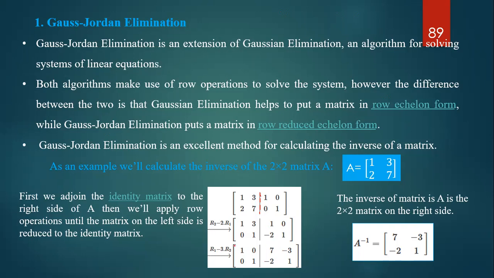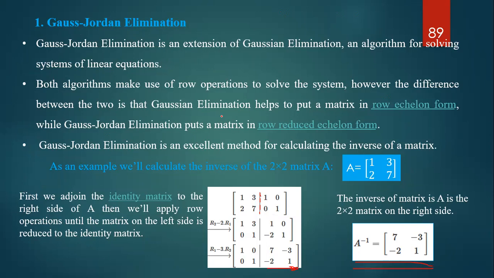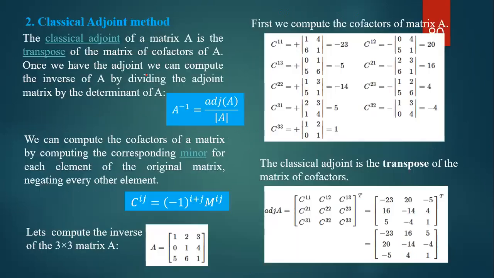Here the unit matrix has moved to the left side, which implies that the matrix on the other side is the inverse of the given matrix. This is the inverse matrix. So the inverse matrix is 7, minus 3, minus 2, minus 1. One can practice more exercises on the row reduced echelon form using the Gauss-Jordan elimination method. This is a simple explanation.